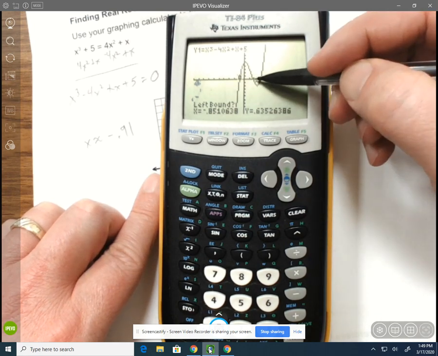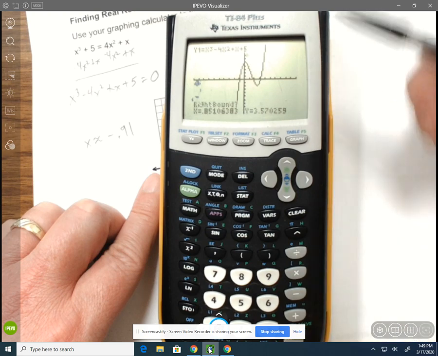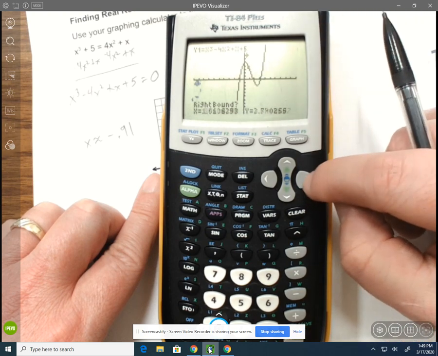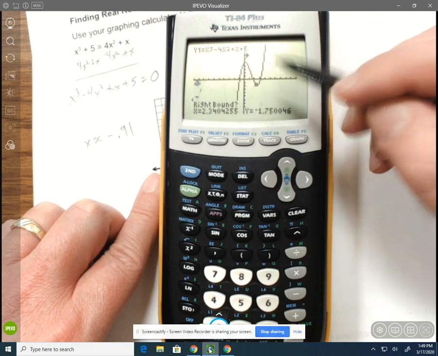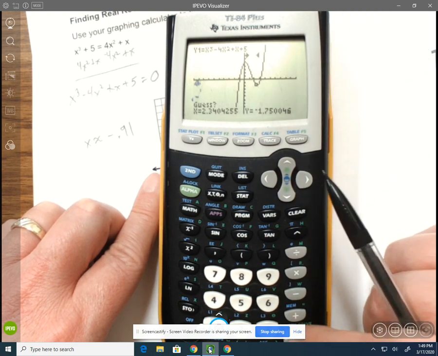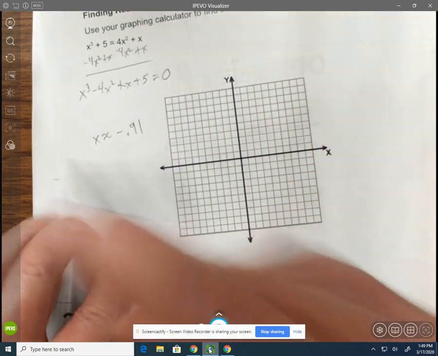All right, now I'm going after this one. So I just want to get on the left-hand side of that root, and then I want to get on the right-hand side of it. Make sure I'm not getting over here on the right-hand side of that one. About 1 and 71 hundredths.